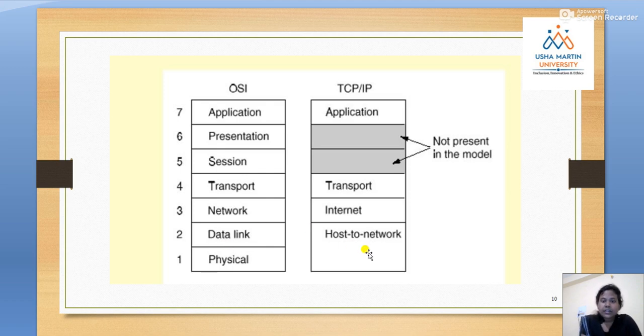For example, the first layer of the TCP/IP model combines two layers, physical and data link. Then the network layer is equivalent to the internet layer of the TCP/IP model. Then the transport layer is equal to the transport layer. And then the upper three layers of the OSI model, when combined, form the last layer of the TCP/IP model, that is the application layer.